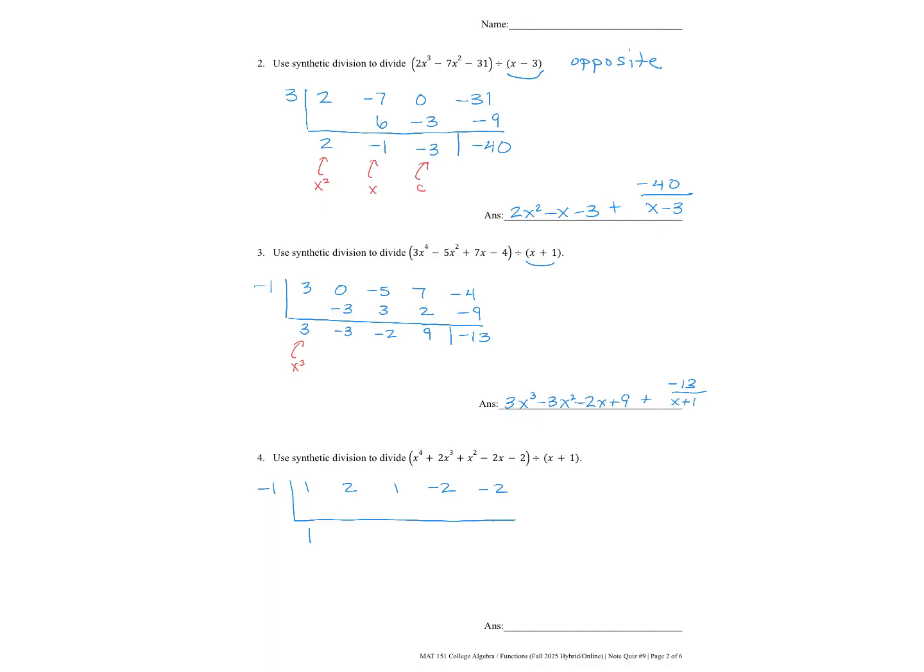-1 times 1 is -1. Add up 2 and -1 to get 1. -1 times 1 is -1. Add them to get 0. -1 times 0 is 0. -2 plus 0 is -2. And then finally, -2 times -1 is a 2. Add them up and get a remainder of 0. We're seeing a lot of this coming up in this note quiz.